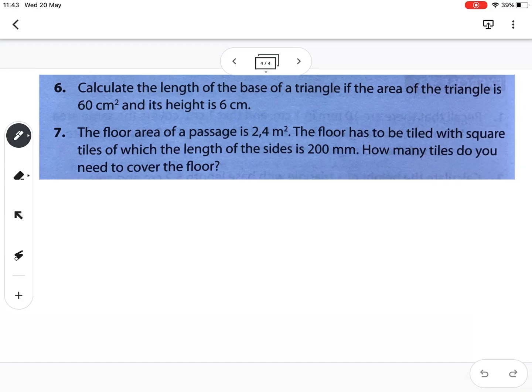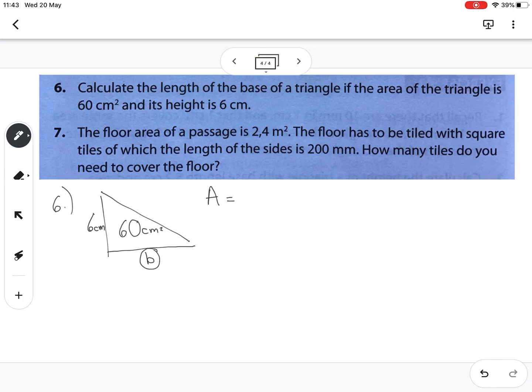Let's look at the last two sums that I want to explain. Calculate the length of the base of a triangle. And it always helps to just draw a little something. The area of the triangle is 60. I usually just write it there in the middle so I can see that's the area. 60 centimeters squared, and its height is 6 centimeters. Okay, so what will its base be? That's the missing one. Easy.